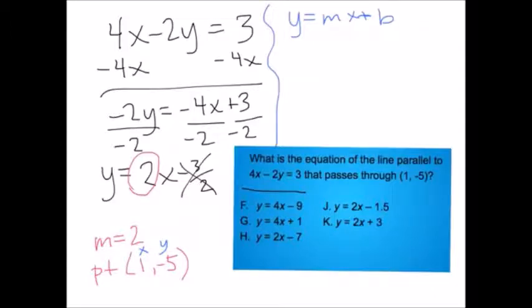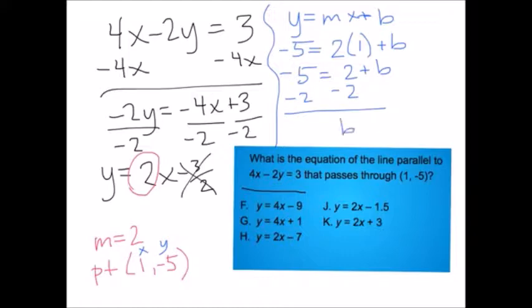Okay, let's plug in -5 as the y. We found that our m has to be 2. We know that our x value is 1, and we need to find b. So then we're going to have -5 equals 2 plus b. We subtract 2 from both sides, and we see that our b value is going to be -7. Therefore, our final line is going to be y equals, we know our m is 2, x, and then our b is -7.